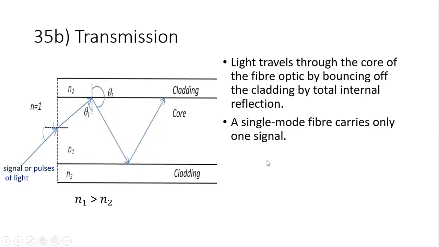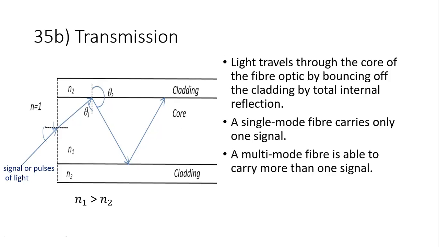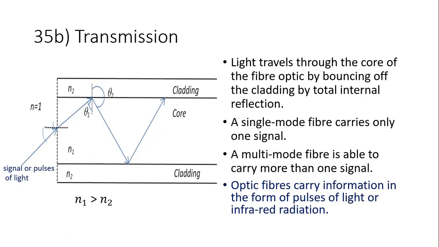A single mode fiber carries one signal. That's called single mode. A multiple mode fiber is able to carry more than one signal. Each signal is just a pulse of light, that's all, and the pulse itself will carry the information. Optic fiber carries information in the form of pulses of light or infrared radiation. So it is digital, if you like. On, off, that's all.